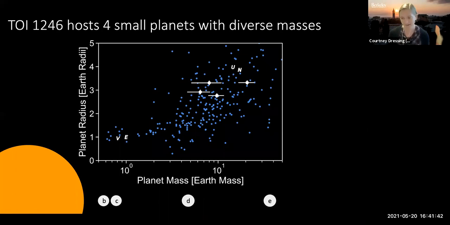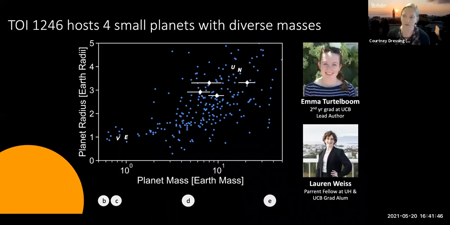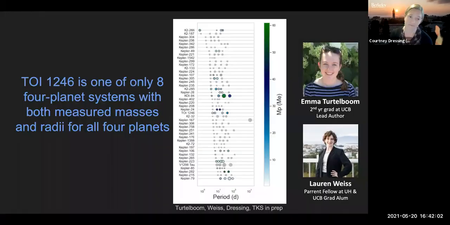But for now, Emma, who is starting her 3rd year in the fall, and Lauren Weiss, who is a postdoc at Hawaii, are writing the paper that tells us the masses and the bulk densities of these planets. And hopefully in the future, perhaps scientists will have access to atmospheric data that tells us more about the system. But even the masses alone are quite interesting.